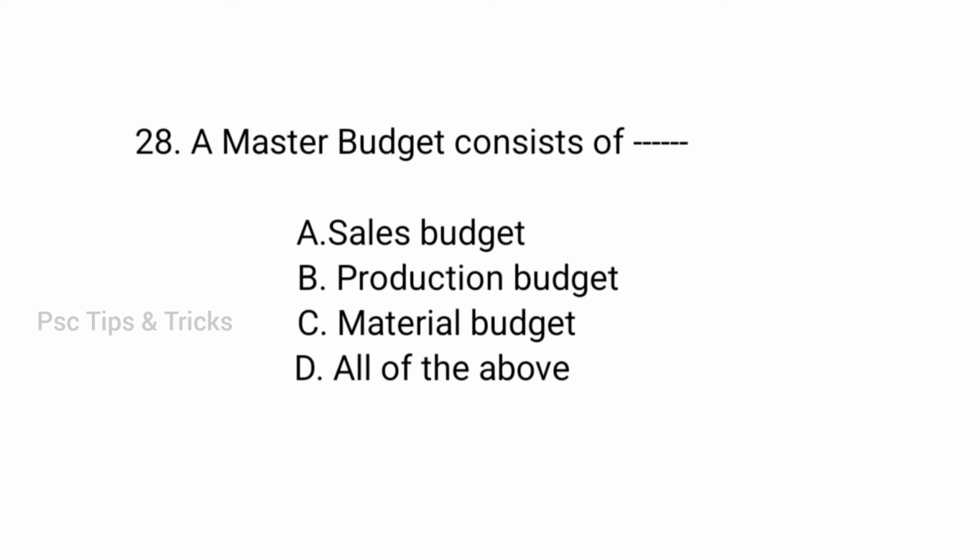A master budget consists of dash, sales budget, production budget, material budget, all of the above. Answer option D, all of the above. A master budget consists of sales budget, production budget, and material budget. The master budget is the aggregation of all lower level budgets produced by a company's various functional areas and also include budgeted financial statements, a cash forecast, and a financing plan.